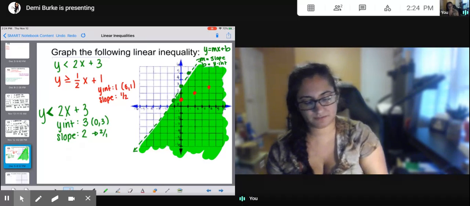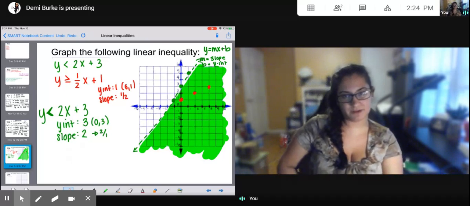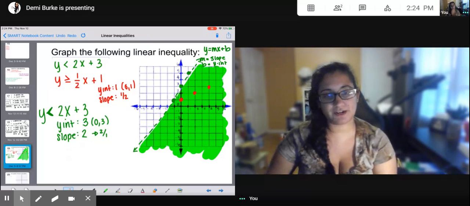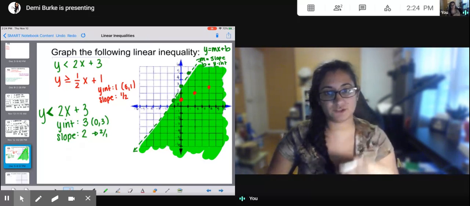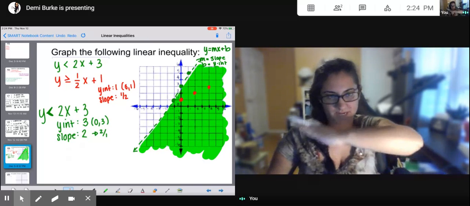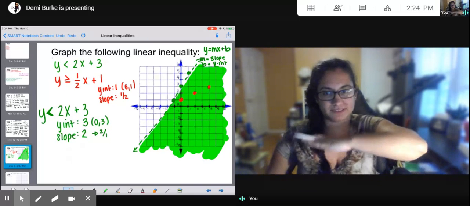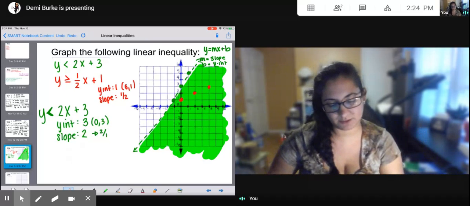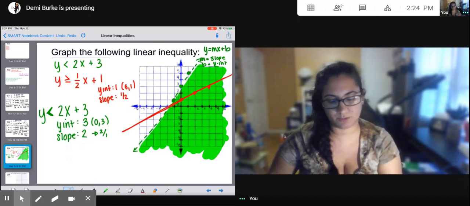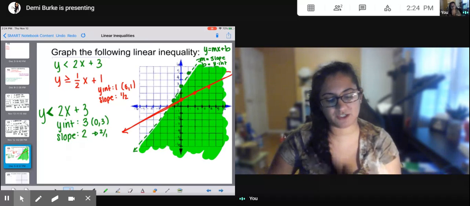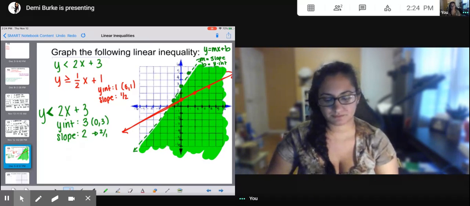I'll do it twice. And now we look at this one and we see that it says greater than or equal to. It has that bar. That bar is the key. It has a line. That means this is going to be a solid line when we draw it. No dashes because it includes the equal to.